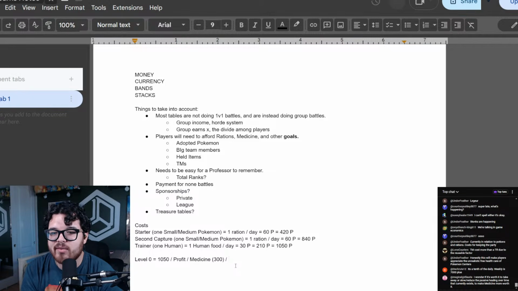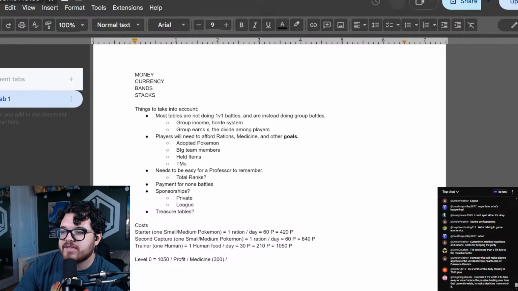A 10th of the daily. Weekly is 7,000. No. So this, guys, this is already weekly. Daily per Pokemon is 60 right now. So that means your daily is 150 total. Wait, so this would be 1,500.